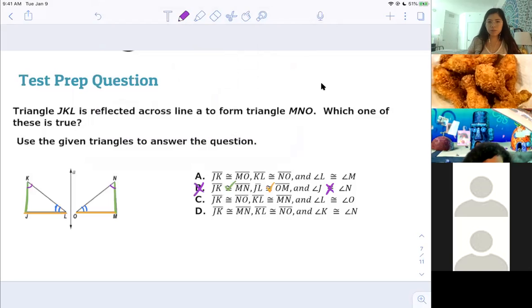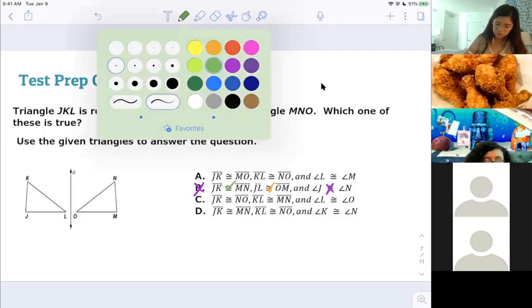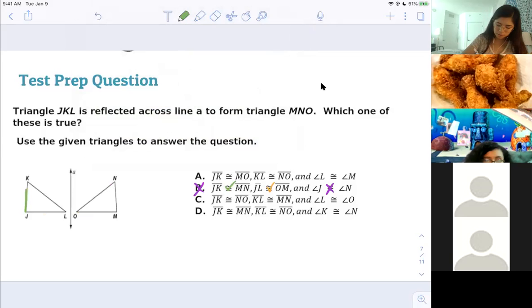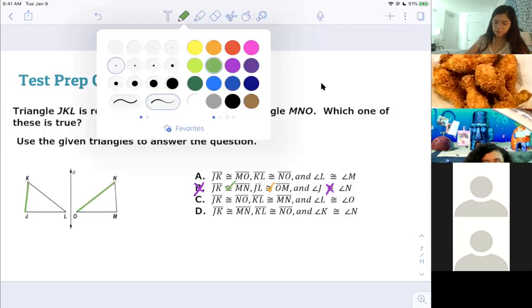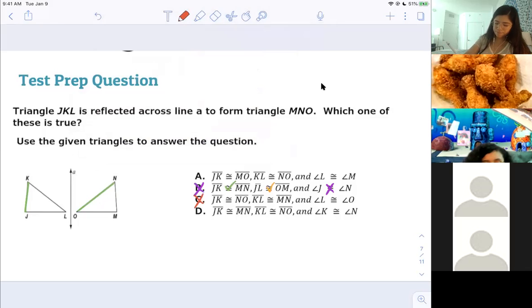There were also 2 votes for answer choice C. So let's check that one. It's telling me that JK is congruent to NO. No, that's automatically incorrect because it's equivalent to MN. How could these two possibly be congruent? That doesn't make any sense. They don't even look right. So I automatically know this one's wrong. And KL isn't even close to MN, so it's already wrong.